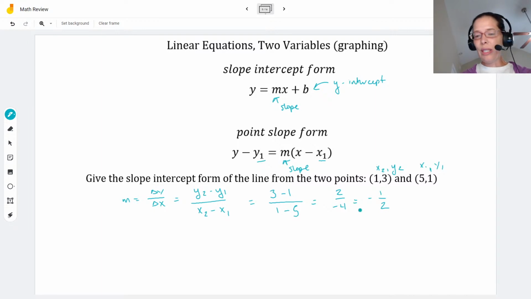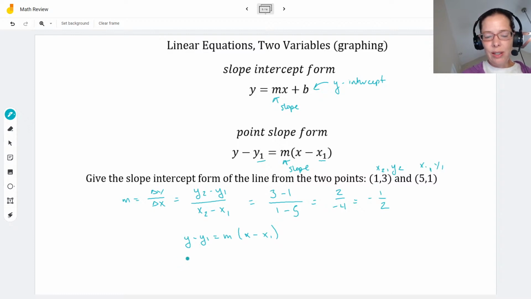And then what I need to do is I need to choose one of the points and use my point slope form. And that is going to, when I simplify it, give me my slope intercept form. Okay, so let's just rewrite this equation first. And of course, you can use whichever point you want. It doesn't make a difference. Let's go ahead and use this point right here. So that's going to be y minus 3 is equal to negative 1/2 times x minus 1.